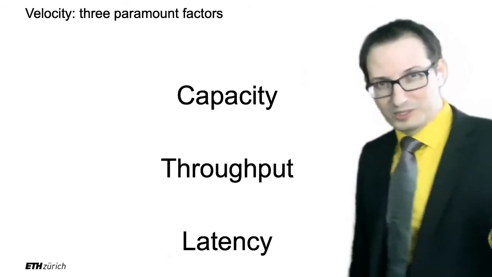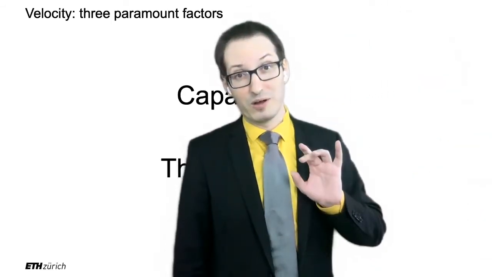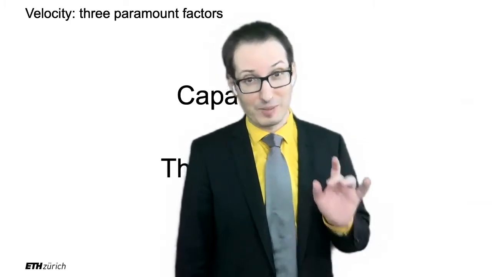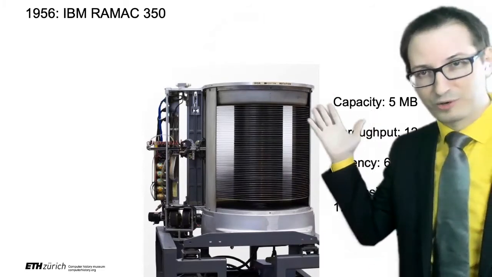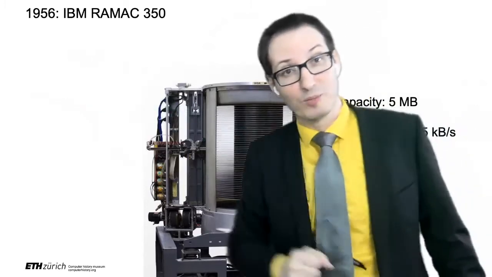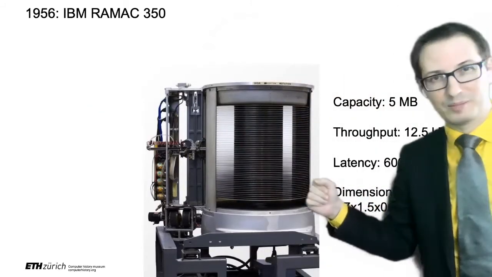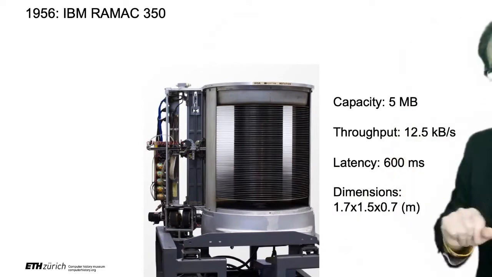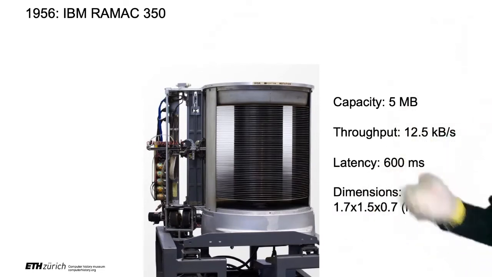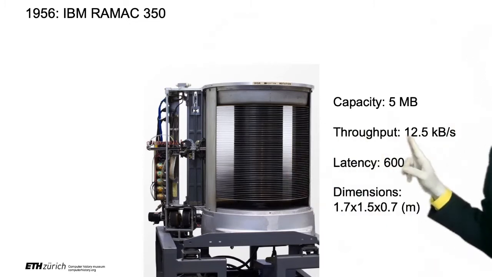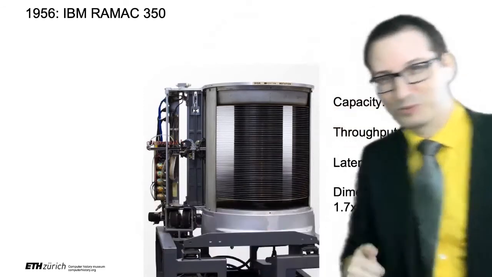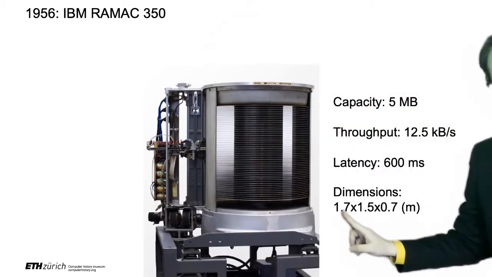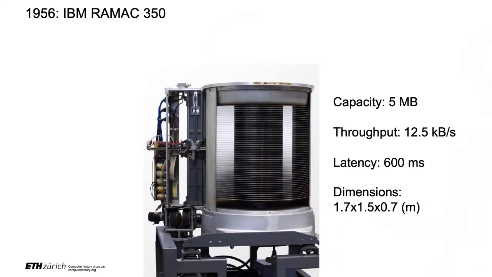Now let's go into the velocity. So velocity, I like to explain with the evolution of 3 paramount factors: capacity, throughput, and latency. So capacity is how much a hard drive contains. For example, if I look at this, the first commercially available hard drive was in the 1950s. That was the IBM RAMAC 350. It had a capacity of an amazing 5 megabytes of data. The throughput, so the speed at which you can read from the disk, was 12.5 kilobytes per second. So they were called characters at the time, the bytes. The latency is 600 milliseconds because it's the time for the heads to move, and the dimensions were more than a meter. So you see, it was absolutely gigantic.